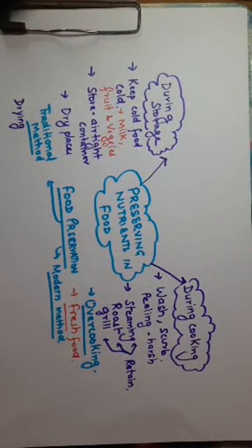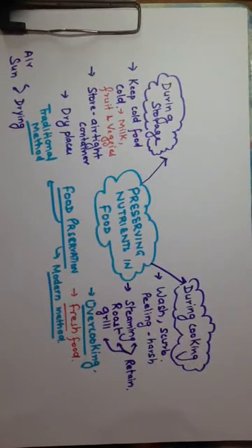Again, for drying, there are two methods. We can do air drying, and we can do sun drying. Both these methods have been used since ancient times, since there was no fridge at that time. And through this method, we are storing dry fruits and vegetables.